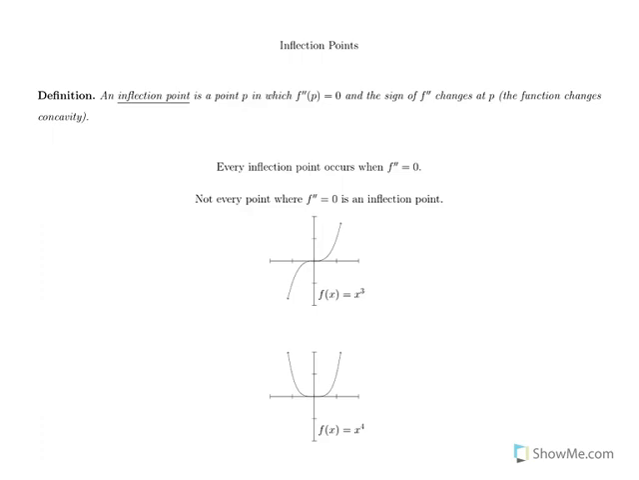So every inflection point is going to occur when f double prime equals 0. This is the same thing we said with critical points. Every inflection point occurs when f double prime equals 0. However, not every point where f double prime equals 0 is an inflection point. So let's look at our two examples, x cubed and x to the fourth.